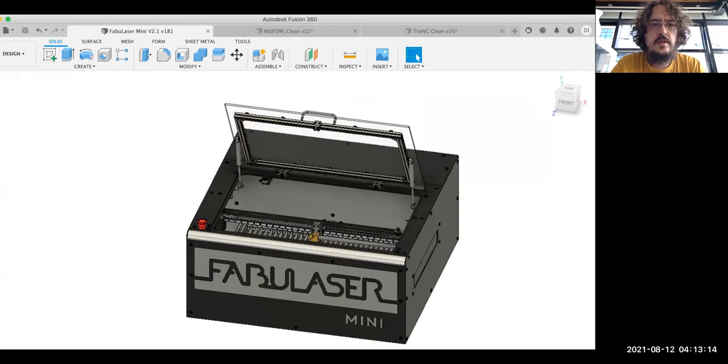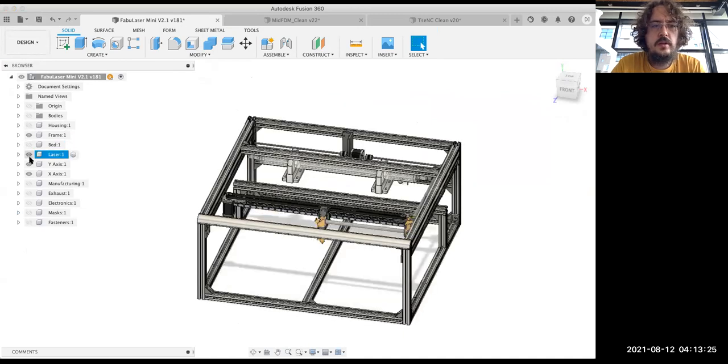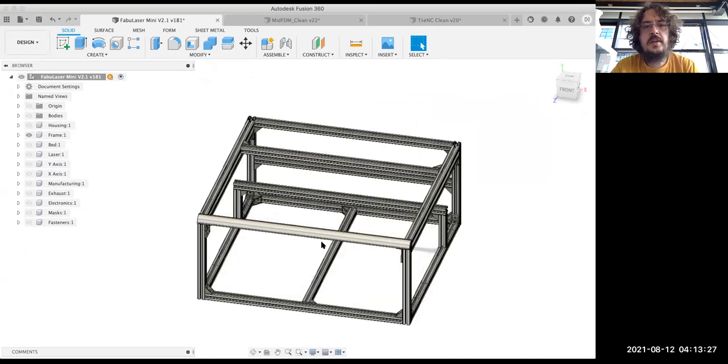And this machine, it's here. So we can start removing a couple of things. We look a little bit inside. So let's look at the housing.